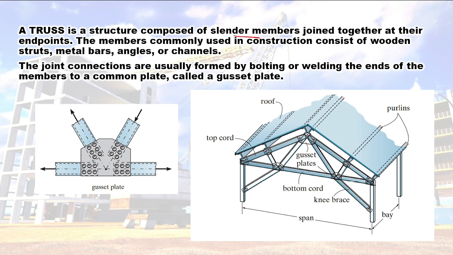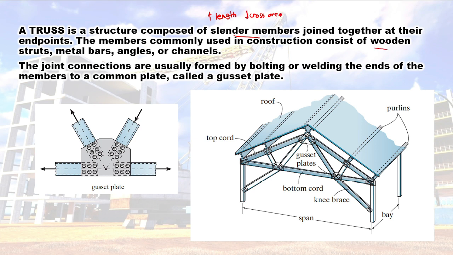What is a slender member? If you say slender member, this is just a comparison of the length and your cross-sectional area. So meaning, your length here is greater compared to the cross-sectional area. So that is what you call slender member.